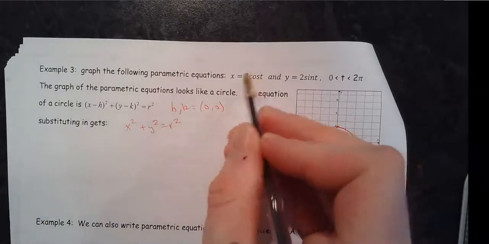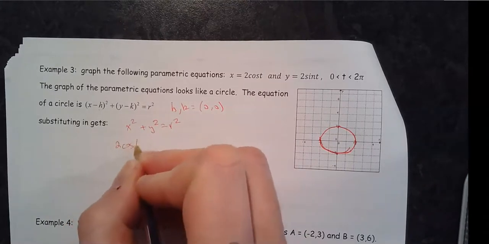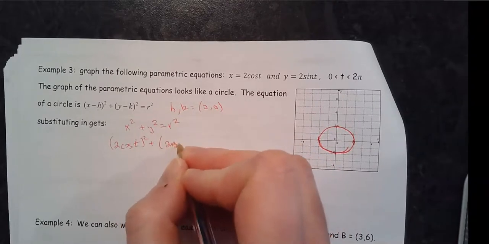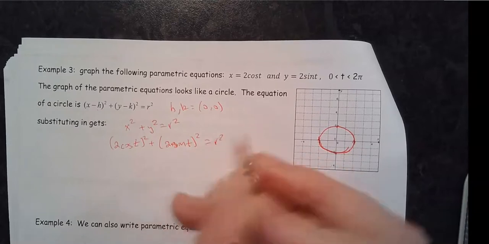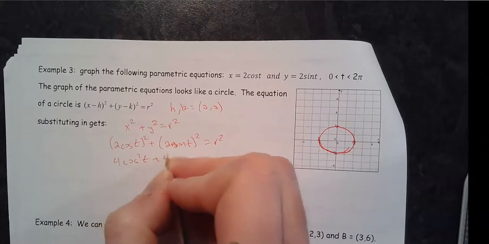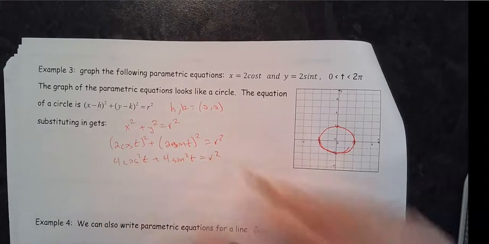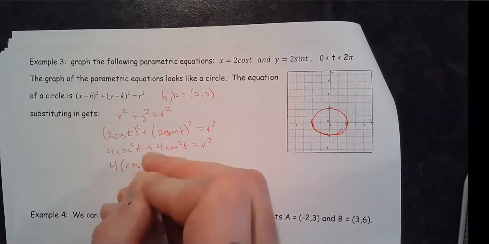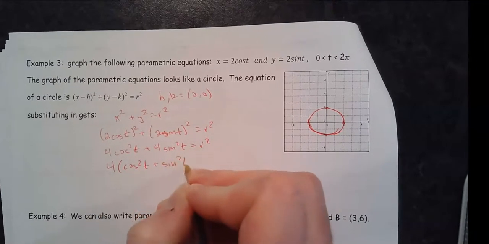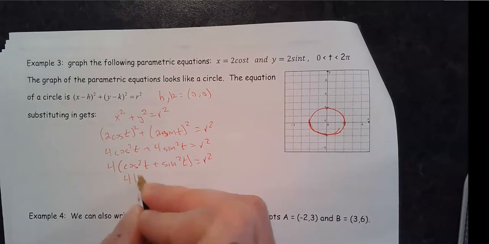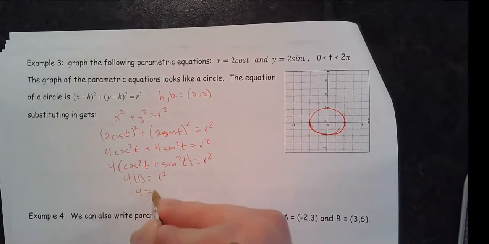And if x is 2 cosine t, I'm going to put that in. So (2 cosine t) squared, plus, and then y is 2 sine t, (2 sine t) squared equals r squared. Square both of these, so this would be 4 cosine squared t plus 4 sine squared t equals r squared. And then they both have a 4 in them, so factor a 4 out. And if you remember, Pythagorean identity says cosine squared plus sine squared is 1. So 4 times 1 equals r squared, so that means 4 equals r squared.